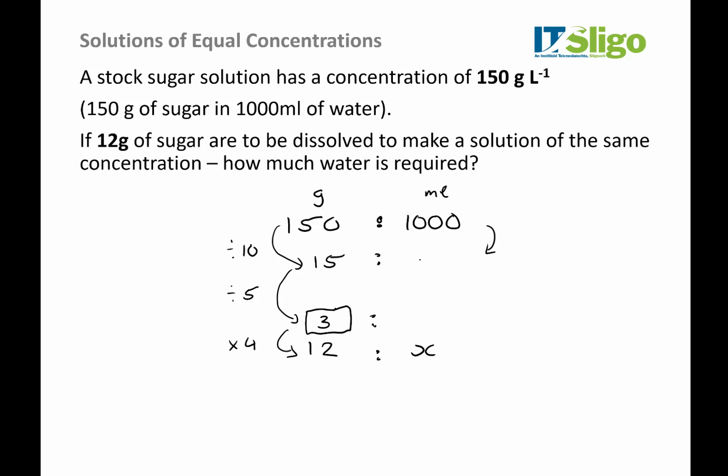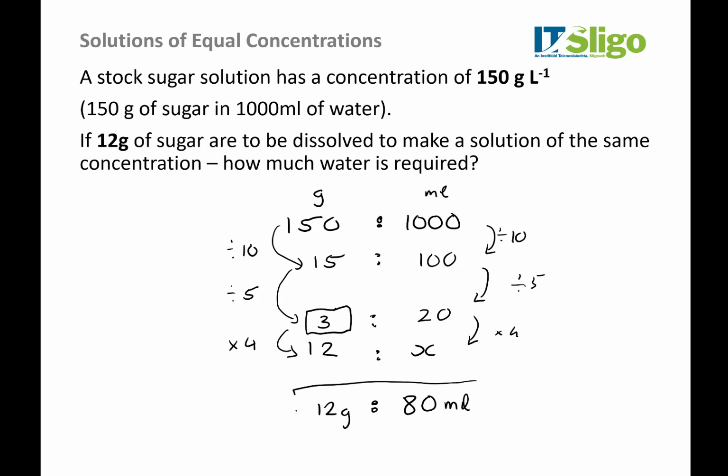Divide by 10. I get 100 on the right hand side. Divide by 5, I get 20. And now multiply both sides by 4. Sorry, by 4, not 40, I'm thinking ahead. 20 by 4, I'm going to need 80 mils of liquid if I have 12 grams of sugar.